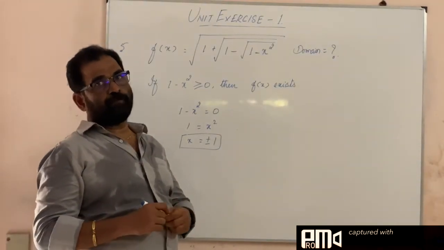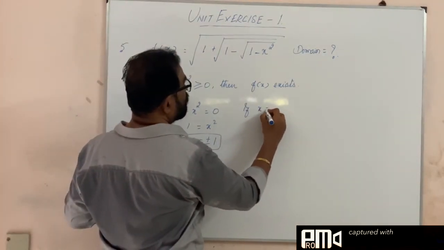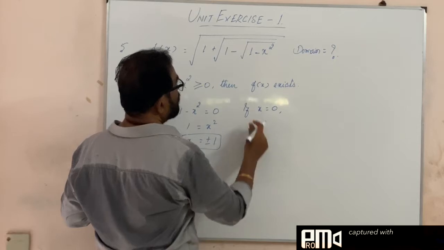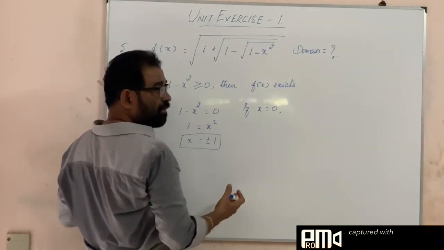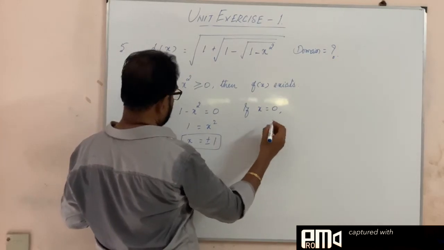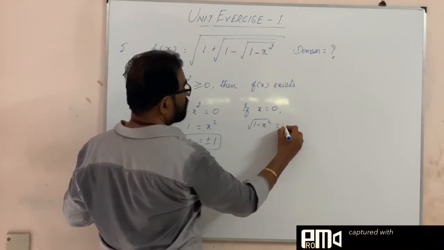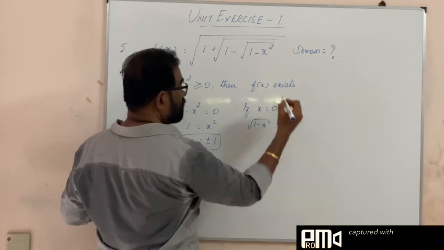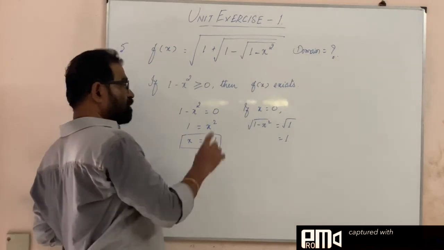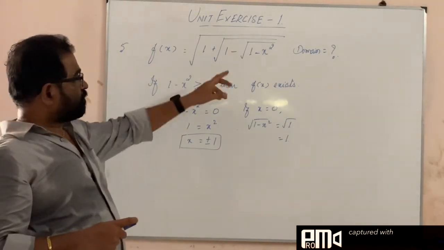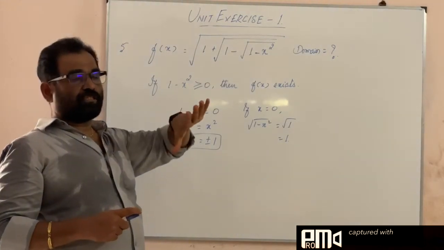Can x be 0? Suppose x is equal to 0. Then we get the square root of 1, which is 1. So this also exists. For x equal to 0 also, the square root exists.